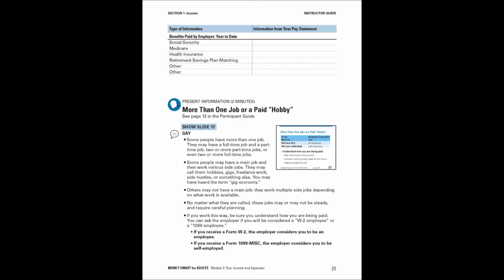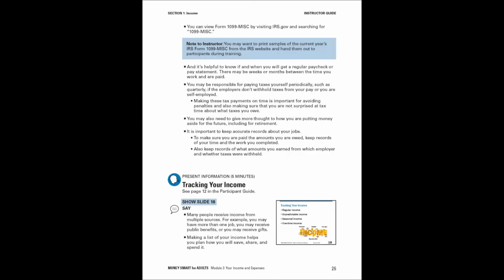W-2 employee versus a 1099 employee. So if a participant receives a W-2, the employer considers them to be an employee. If the participant receives a 1099 miscellaneous, the employer considers them to be self-employed. Please make that distinction so that your participants are very clear on the differences between those two classifications of employment. Now, you may want to print samples of the current year's IRS Form 1099 miscellaneous from the IRS website and hand them out to participants during the training just so that they can get a chance to look at it.